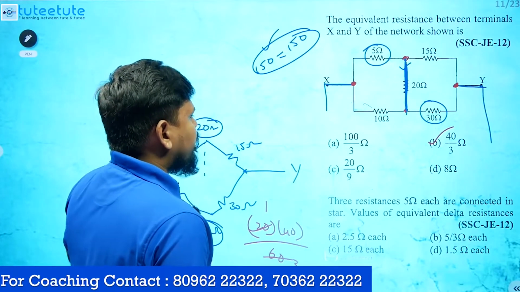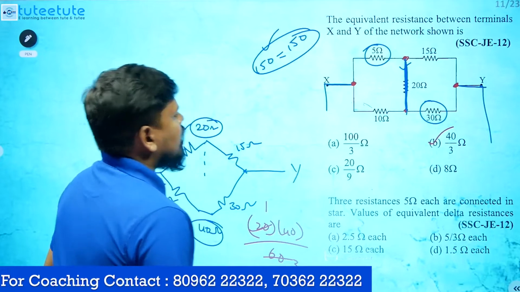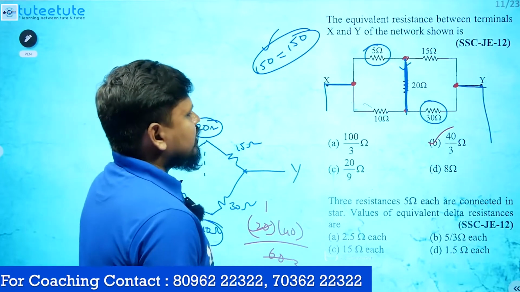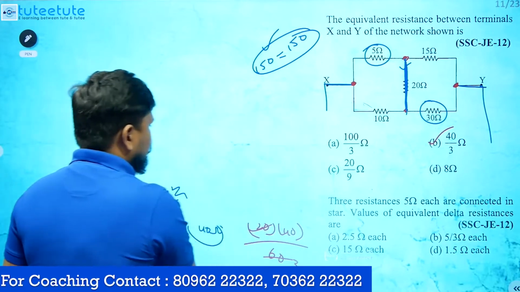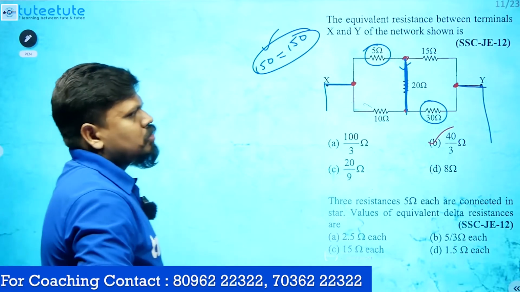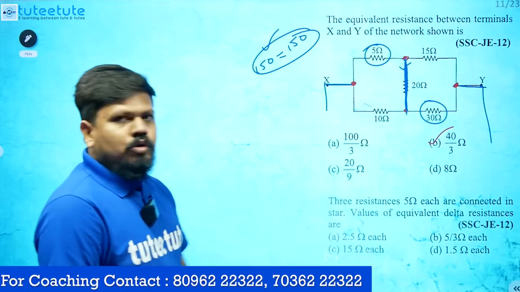3 resistances of 5 ohms each are connected in star. Values of equivalent delta resistances are. This is one of the common questions they used to ask in the GENCO TRANSCO exams, one of the common questions of this model.